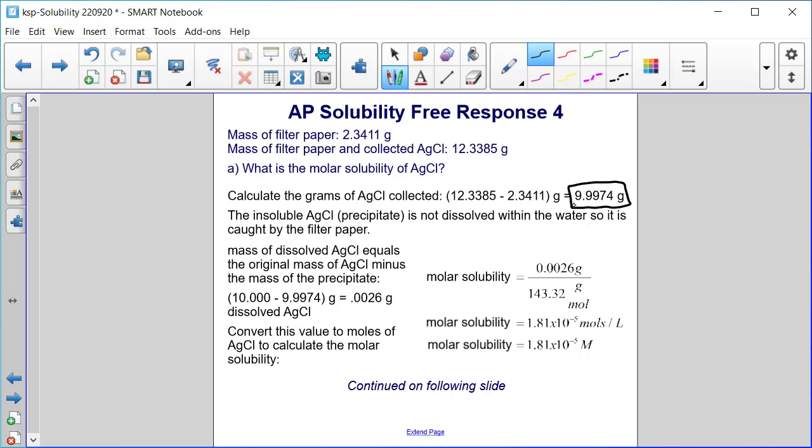The mass of the dissolved silver chloride is equal to the original mass of the silver chloride minus the mass of the precipitate. So originally, we added 10.000 grams. We subtract 9.9974 grams, and that means 0.0026 grams of silver chloride dissolved. Convert this value to the moles of silver chloride to calculate the molar solubility. So the molar mass of silver chloride, 143.32. So we get 1.81 times 10 to the minus 5 molar.